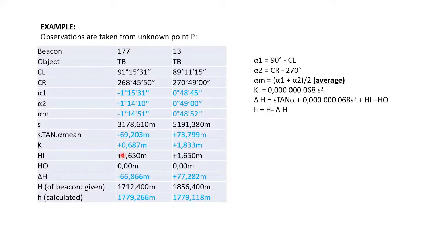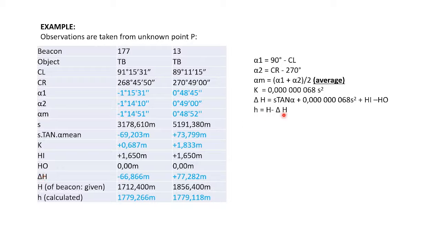Then for height of instrument, this is given to you, so you can just put it in. Because these two are the same, you can probably deduce it as the same setup. So you were standing at one station and you took readings of 2 beacons, so that's why they have the same height of instrument. Then HO, in this case, there's no HO value because you read the top of the white pillars. However, if the scenario told you that you used an antenna, then you have to add the height of the antenna as well.